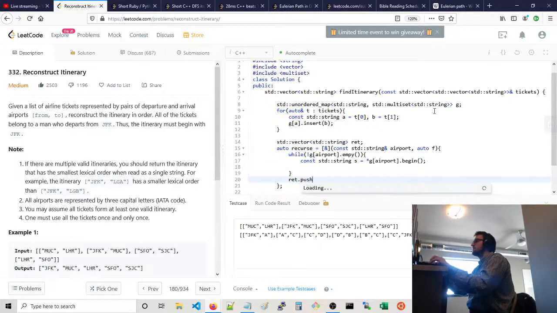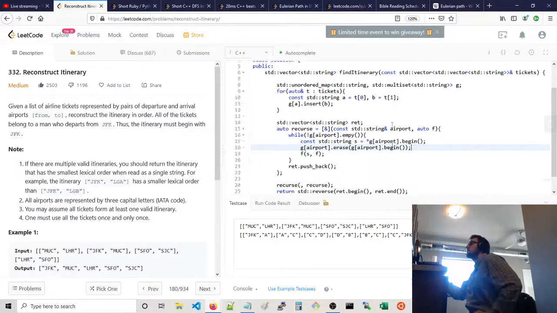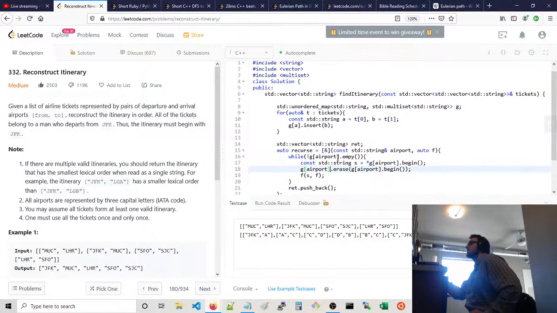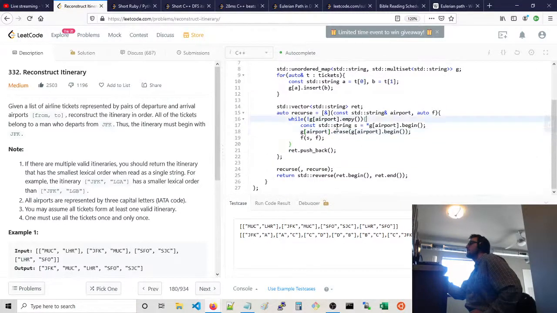And we're going to say ret.pushback. Hold on, we'll get to that in a second. And we want to say f of sf, and also g of airport dot erase g of airport dot begin, right? So we're going to erase this ticket for this particular airport.